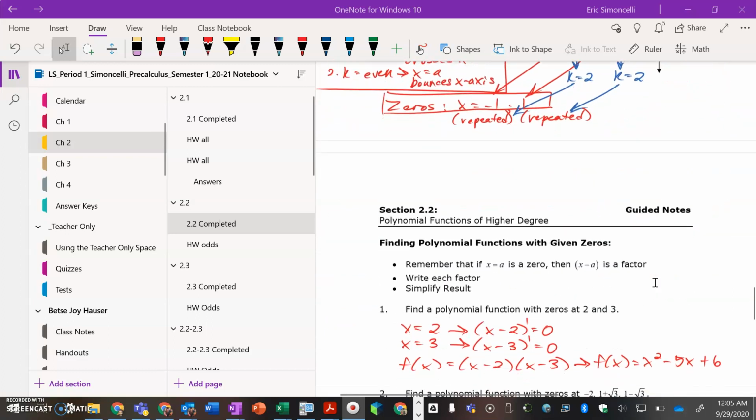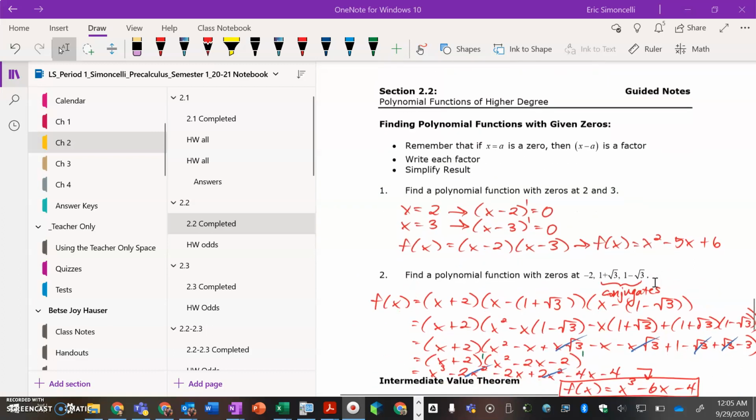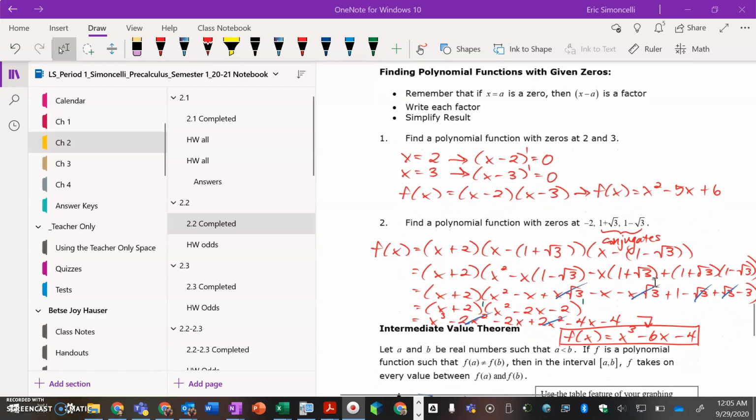We're going to take a look at the next page. Remember that if x equals a is a zero, then x minus a is a factor. We can write each factor, and then of course we can simplify. So if I gave you a problem where I told you the zeros are at 2 and 3, then that tells us that the factor, going backwards, must be x minus 2. Now I want you to set it equal to 0. Do the same thing with x equals 3. Write it as x minus 3, but set that equal to 0.